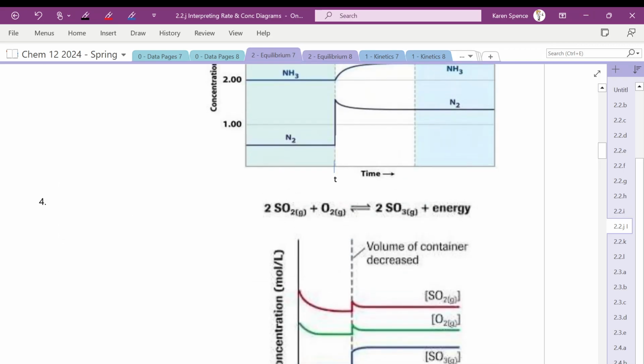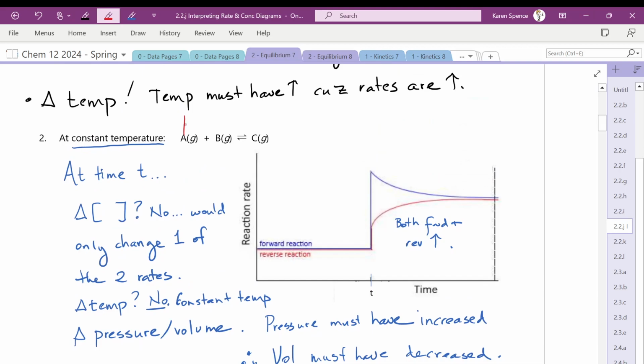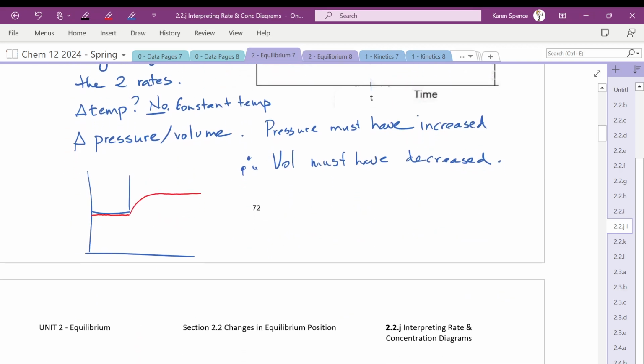So what would the graph look like if it was a change in concentration? One of the rates would go up and the other rate would stay the same. If I increase the concentration of A, I would increase the forward rate. If I increase the concentration of B, I change the forward rate. If I increase the concentration of C, I change the reverse rate. So one of them will go up and the other one will stay the same.